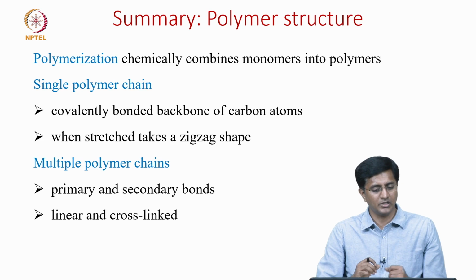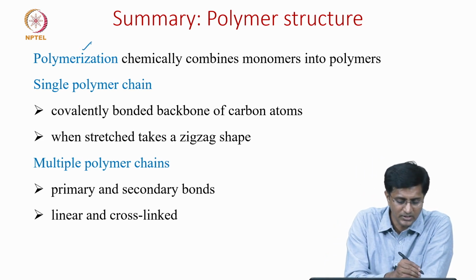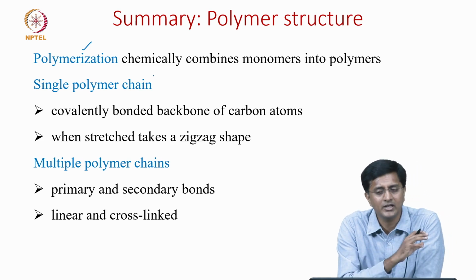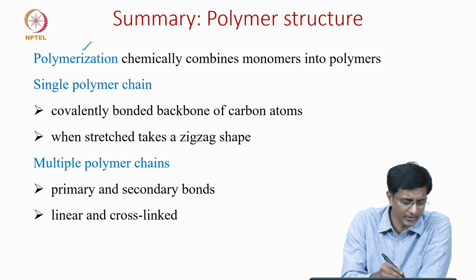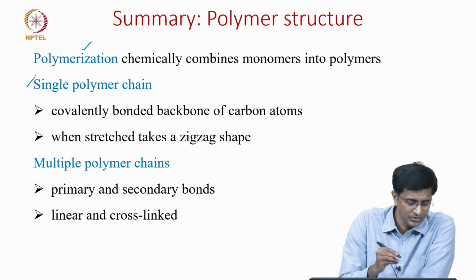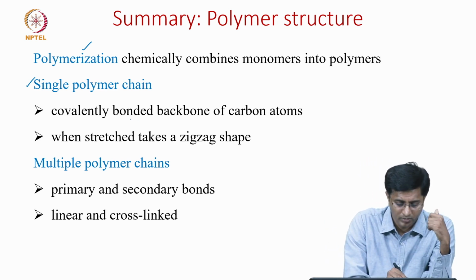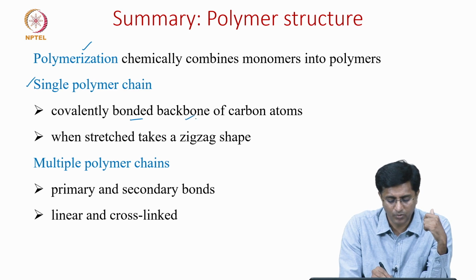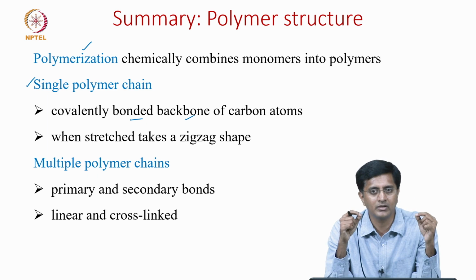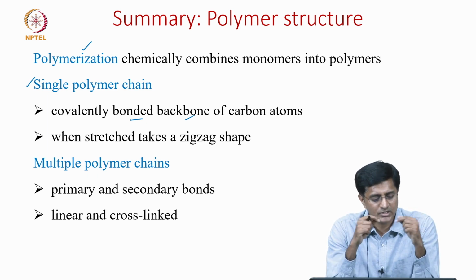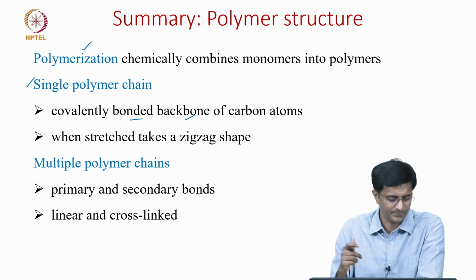So, let us summarize this video. We started by defining what polymerization is, saying that it chemically combines monomers into polymers. Then we looked at single chain polymers. We understood what the covalent bond is, which acts as a backbone for the carbon atoms. We said that because of the strong carbon atom bonds, which are covalent, it is very strong and it acts as a backbone for the polymers.